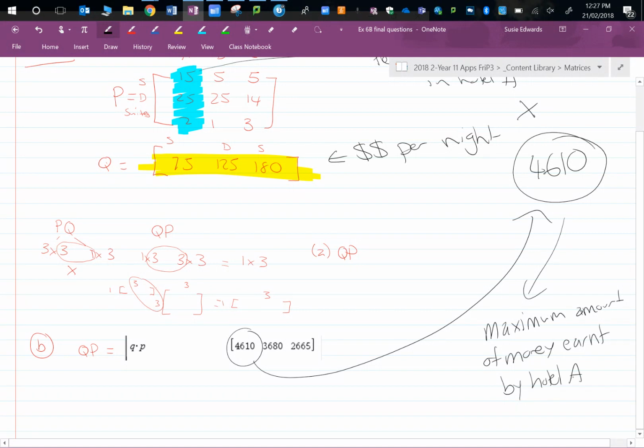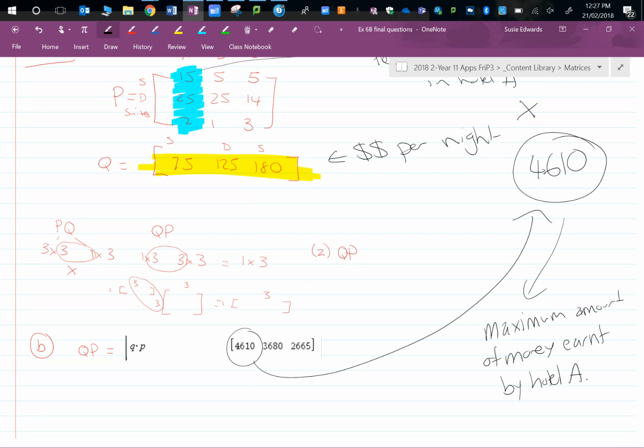If you get stuck, think about it like that. What am I actually multiplying together? What are the two things we're looking at? Most of the time, it's either going to be like the capacity of a room or something like that, or cost, how much money you're making, things like that. If you don't know, take a guess. Don't leave it blank. All right? So that's part B.